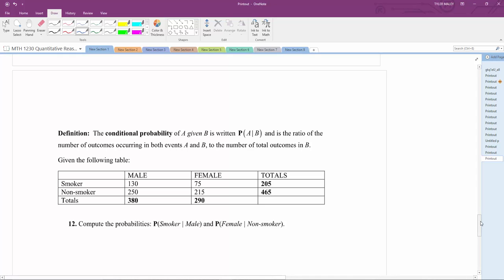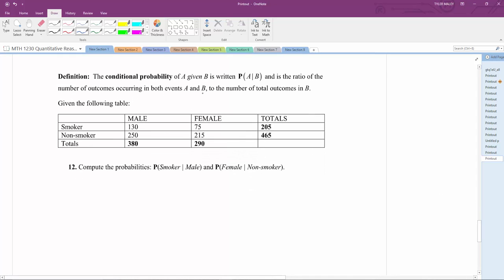All right, so then the next thing that we need to work on is what we call conditional probability. So conditional probability is finding the probability of some event given something is already true, right? So here we have the conditional probability of A given B is written probability of A and then a line B, right? So this is the ratio of the number of outcomes occurring in both events A and B to the number of total outcomes in B, right?